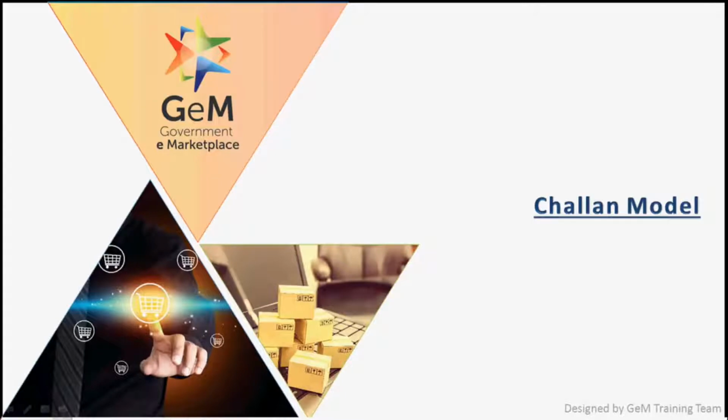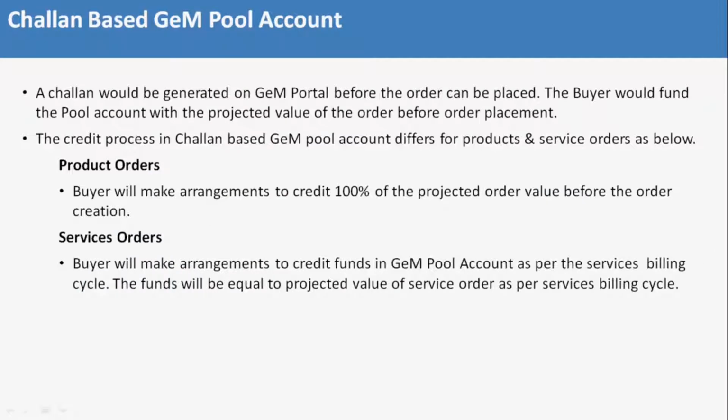Let us now see how the Challan model for GPA functions. A Challan would be generated on GeM portal before the order can be placed. The buyer would fund the pool account with the projected value of the order before order placement. The credit process in Challan-based GeM Pool account differs for products and service orders as below.